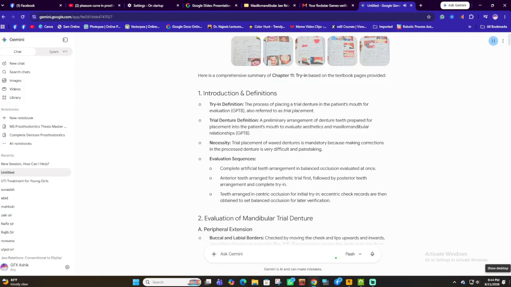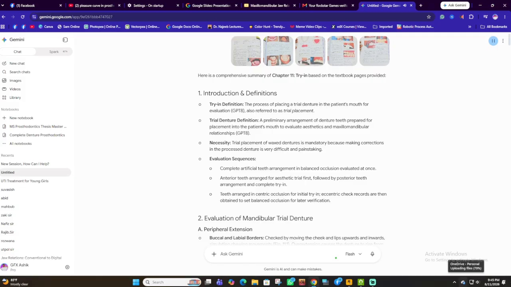Necessity: trial placement of wax dentures is mandatory because making corrections in the processed denture is very difficult and painstaking. Evaluation sequences: complete artificial teeth arrangement in balanced occlusion evaluated at once; anterior teeth arranged for aesthetic trial first, followed by posterior teeth arrangement and complete try-in; teeth arranged in centric occlusion for initial try-in, eccentric check records are then obtained to set balanced occlusion for later verification.